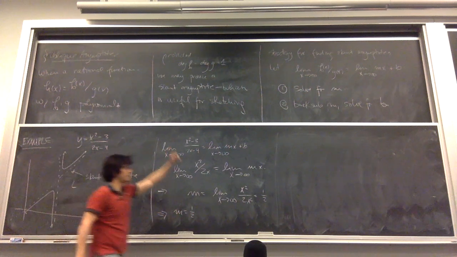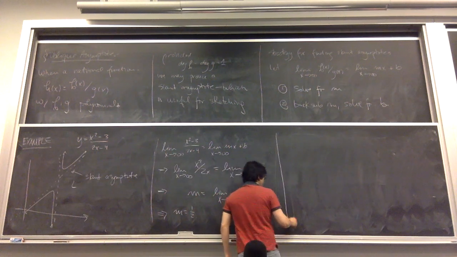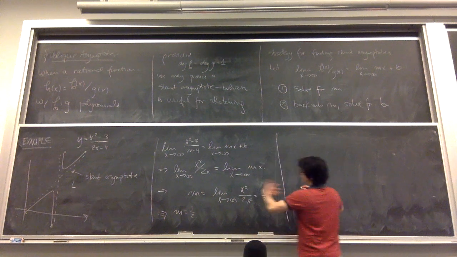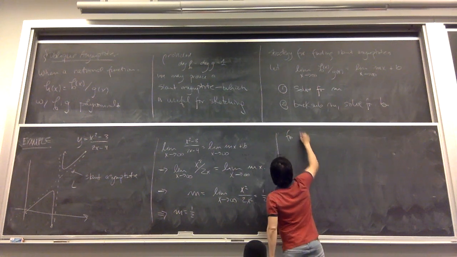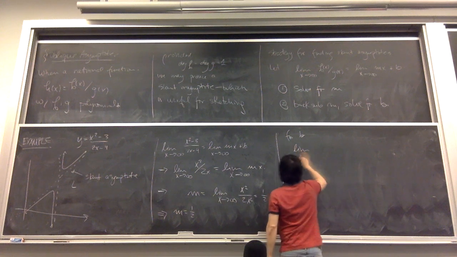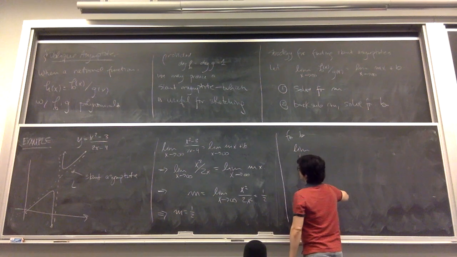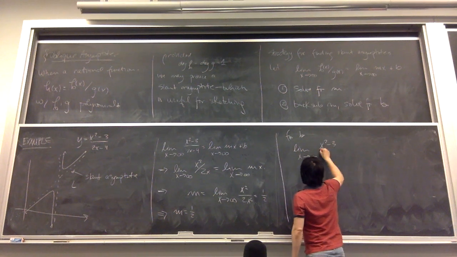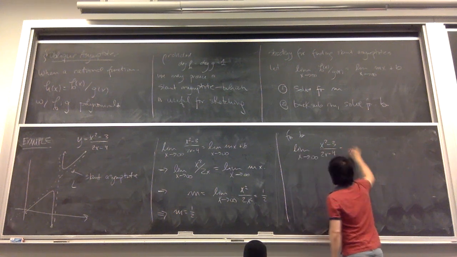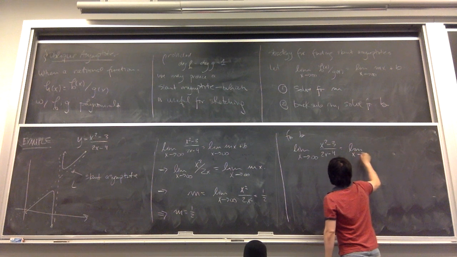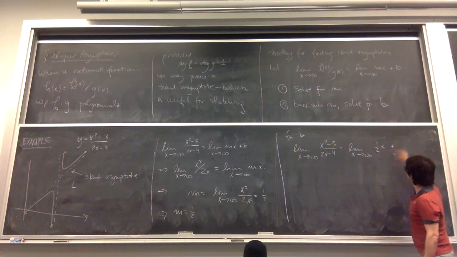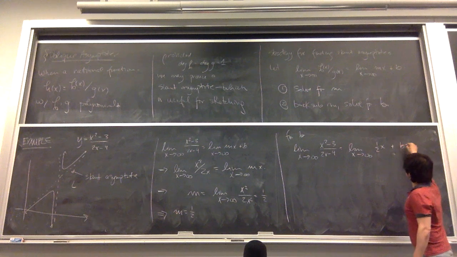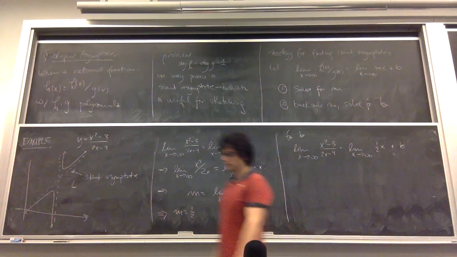So now we need the b, which is the y-intercept. So we just have to back substitute. So for b, we're going to do the limit as x goes to infinity of (x squared minus 3) over (2x minus 4). Is this going to be equal to the limit as x goes to infinity of a half x plus b? And now we're going to solve for b.